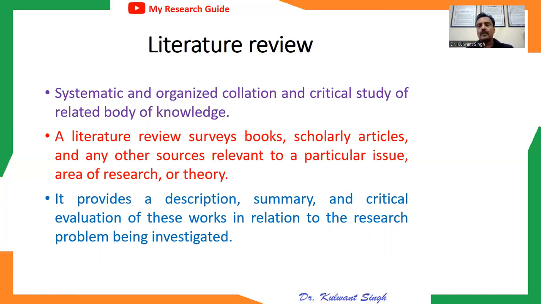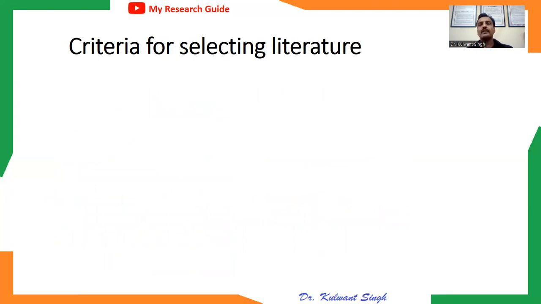It means we have to select the relevant research papers, books, and any other sources to describe the existing knowledge in that particular research area, and we will critically evaluate the information available on our topic. So the criteria for selecting the literature is the main issue. How do we collect the literature, or which particular paper should be included or excluded from our literature survey? So what is the criteria?